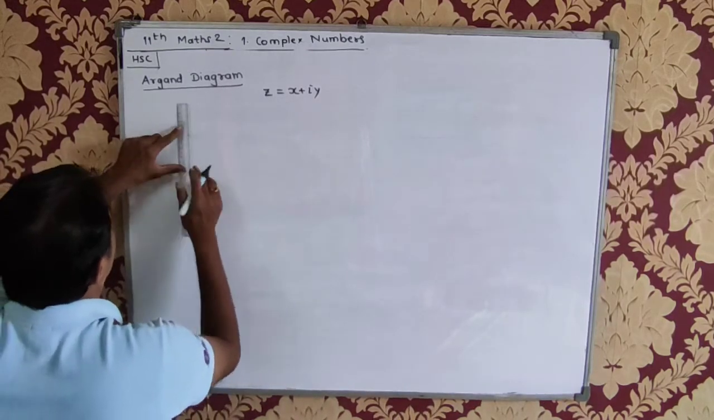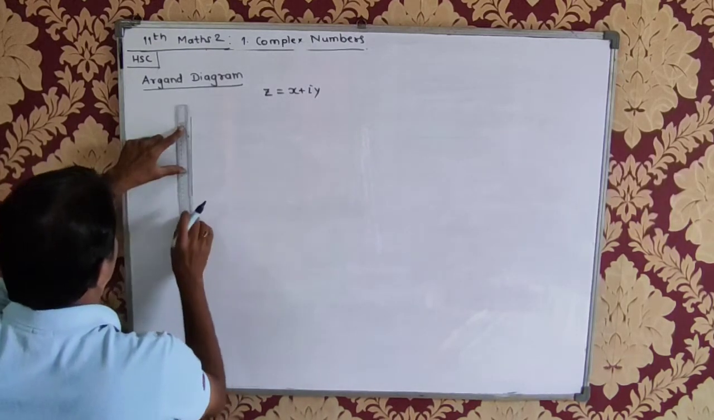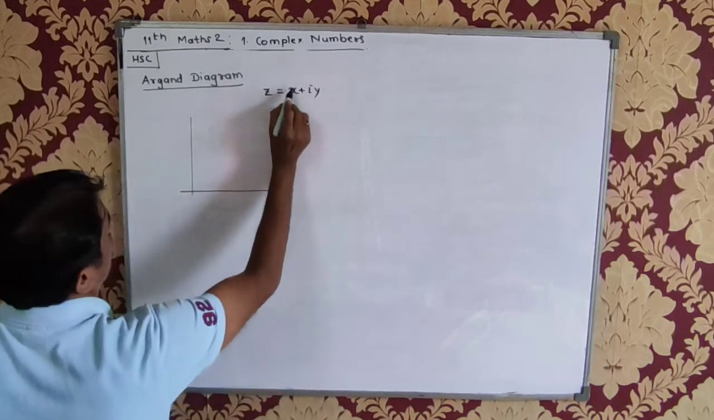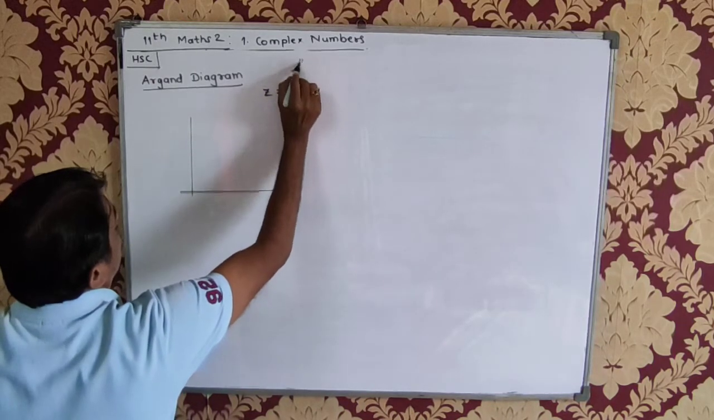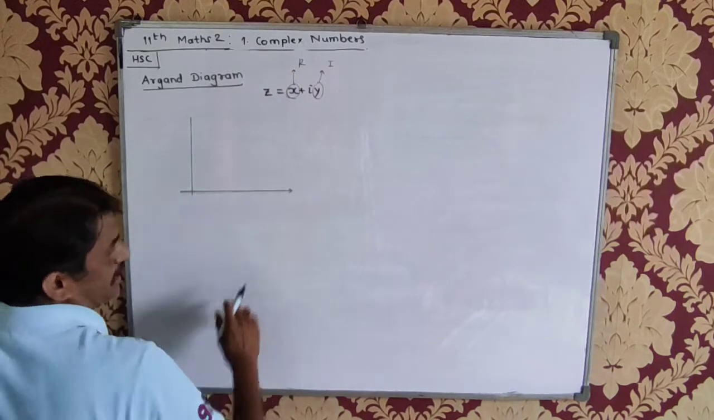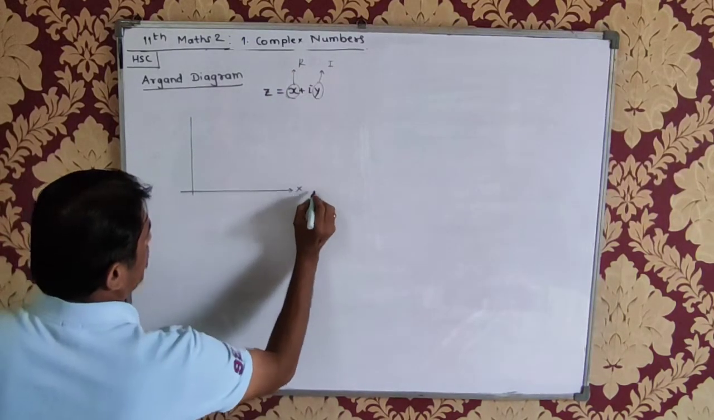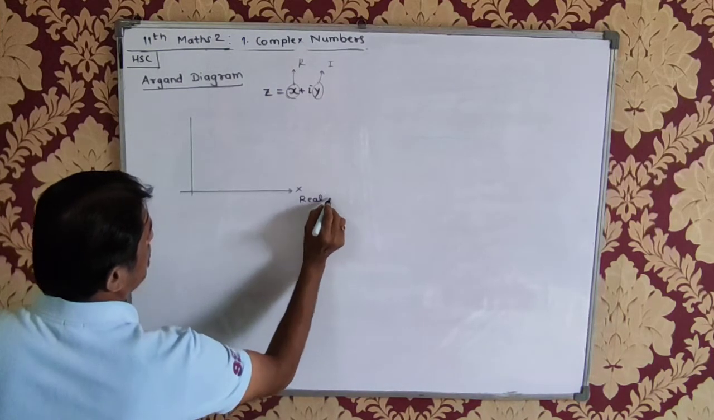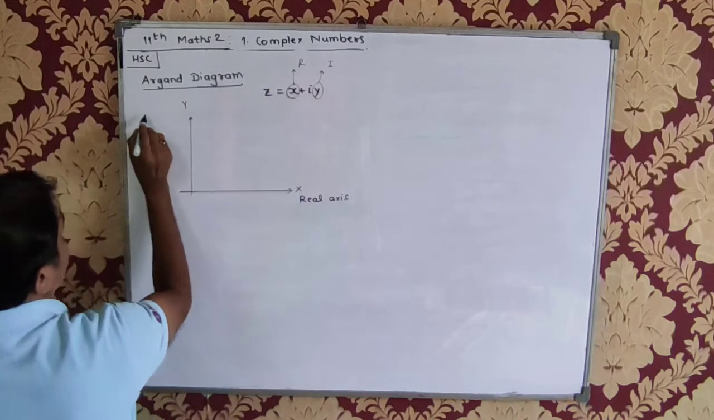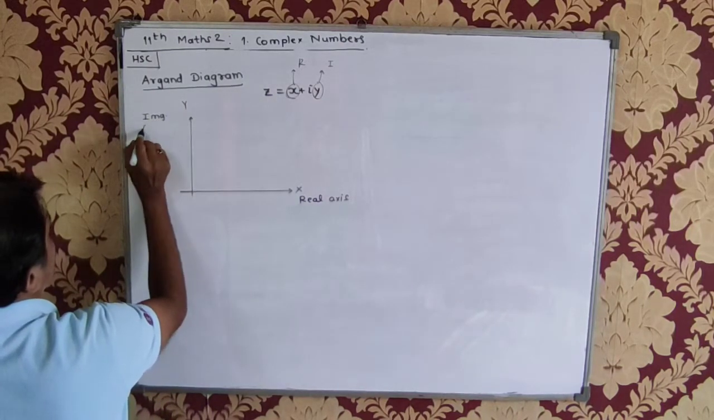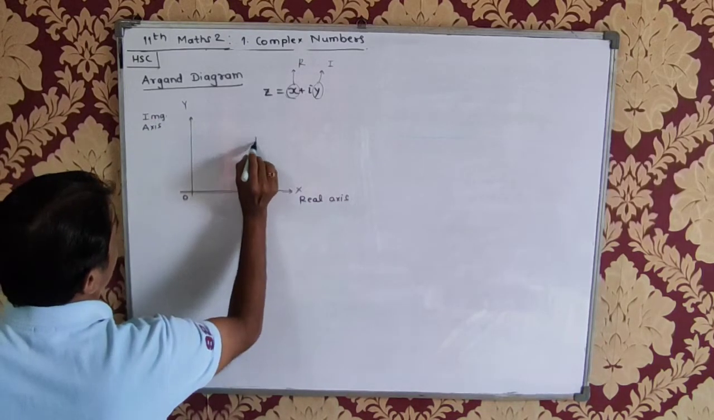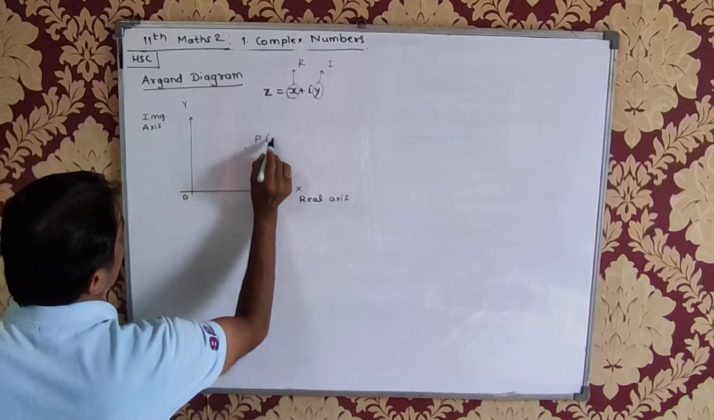We consider a diagram like this. Now we know that x is the real part of the complex number, and y is the imaginary part of the complex number. So along the x-axis, we consider that it is a real axis, and along the y-axis, we consider it is the imaginary axis. This is the origin.